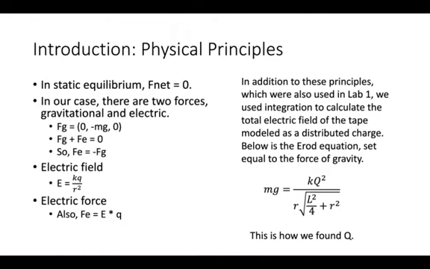In addition to these principles, which were also used in Lab 1, we used integration to calculate the total electric field of the tape modeled as a distributed charge. Below is the E-rod equation set equal to the force of gravity. This is mg equals kq squared over r times the square root of L squared over 4 plus r squared. We use this equation to find q.